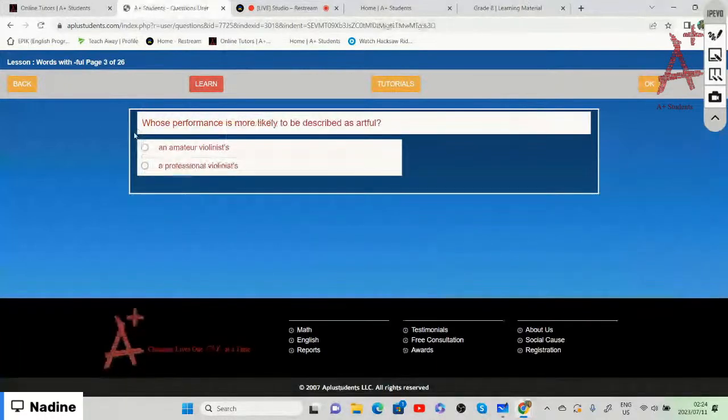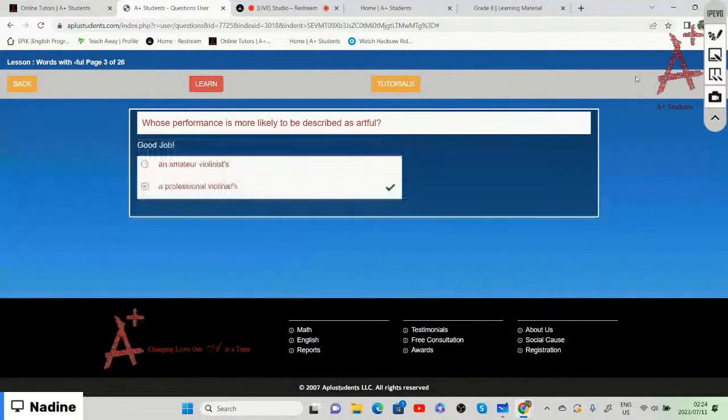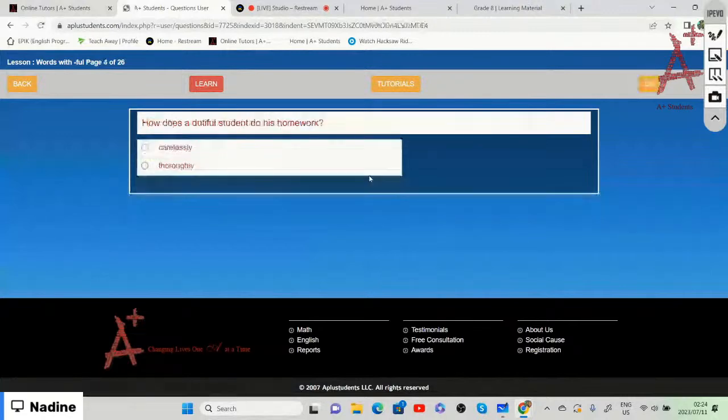Whose performance is more to be described as artful? Is it an amateur violinist or a professional violinist that is seen as being more artful? Let's choose one, right? So professional violinists will always be described as artful, right? Or skilled.